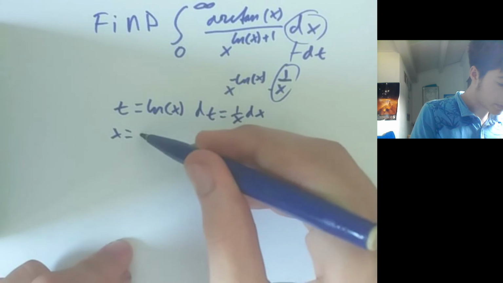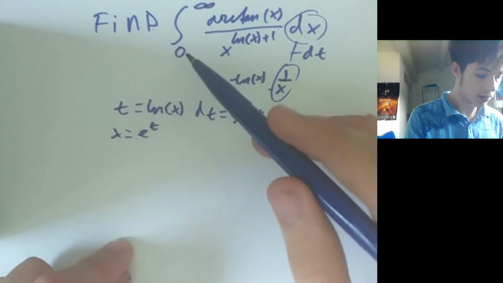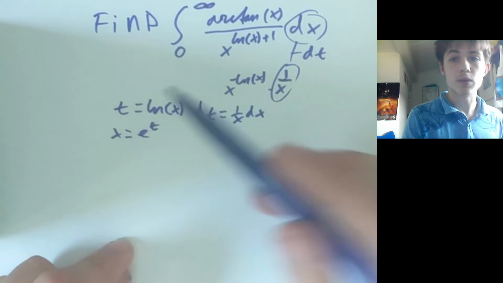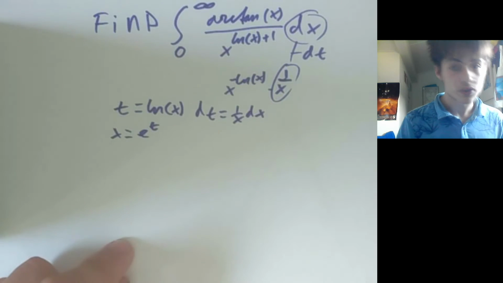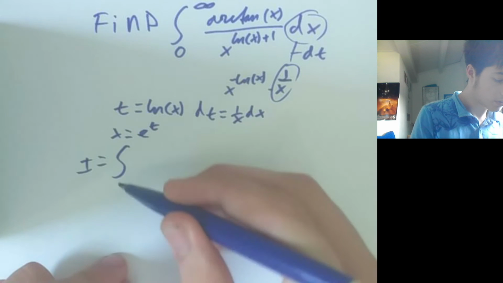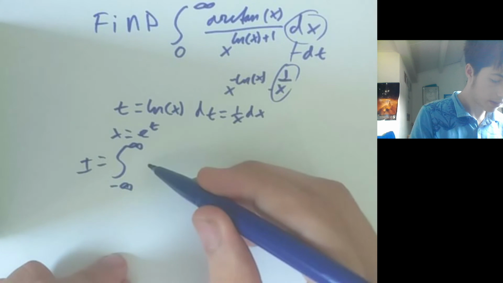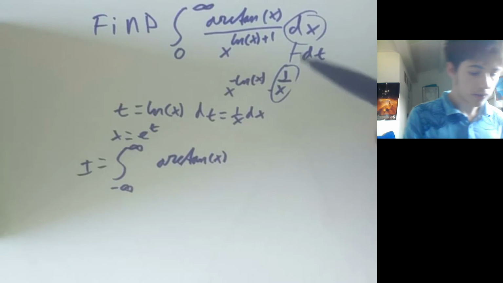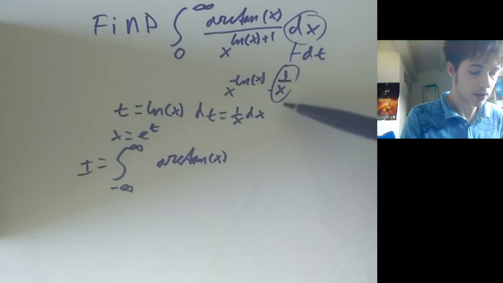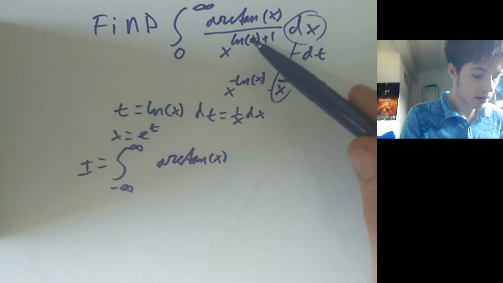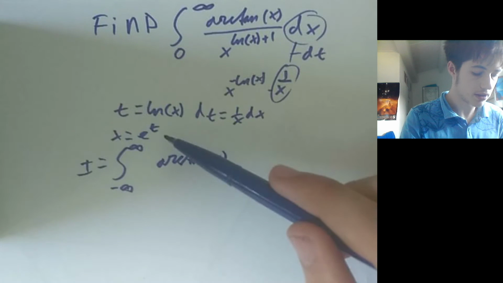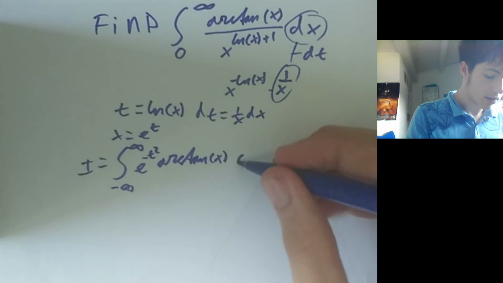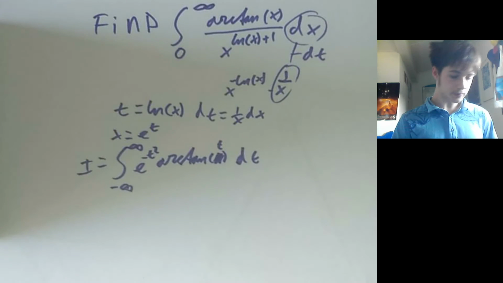Okay, so x will be equal to e to the t, and when x goes to 0, t will go to negative infinity, and when x goes to infinity, t will also go to infinity. So if you call this integral I, we see that I will be equal to the integral from negative infinity up to infinity, the inverse tangent of x, and then at the bottom this factor of 1 over x will go away. Natural log of x will become t, and x will become e to the t, so we get e to the t squared on the bottom. So we can write it as e to the negative t squared dt, and this should have been a t, of course.